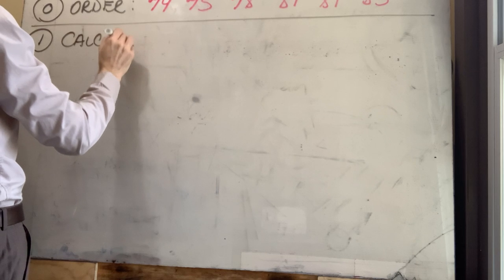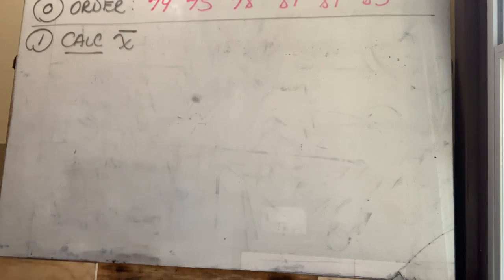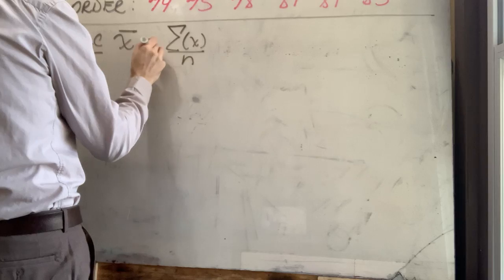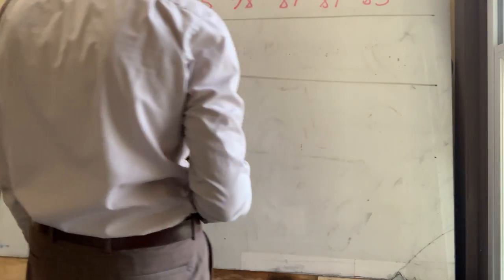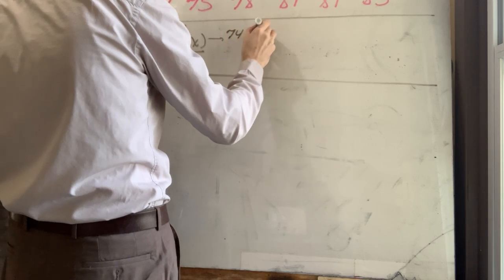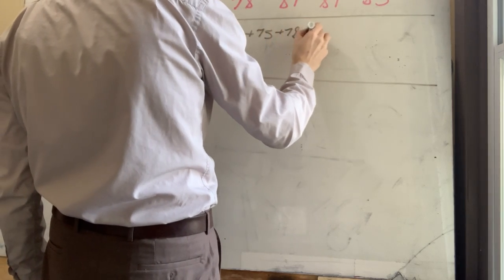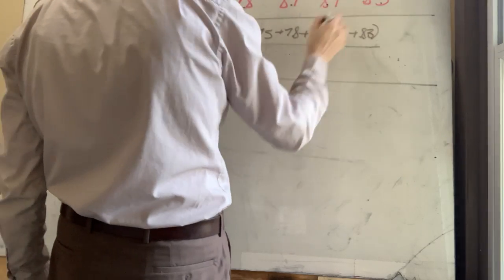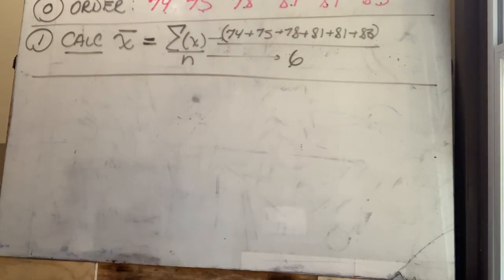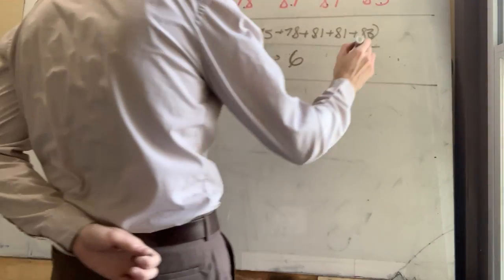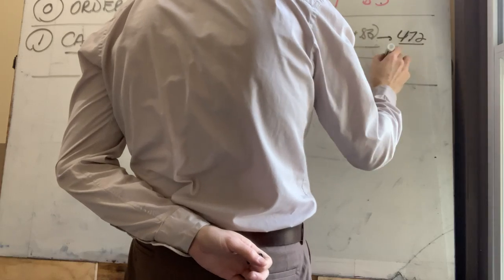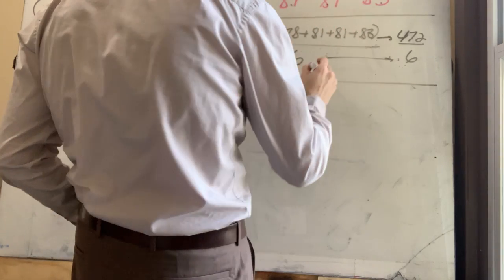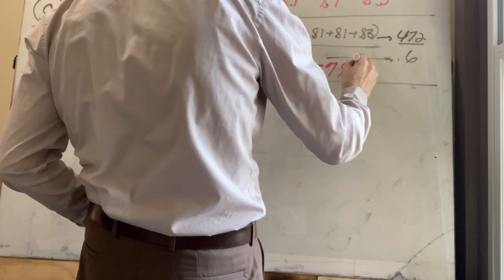Step one, calculate the mean. This is again the sum of all these x values divided by their cardinal number. So if you did it brute force, that means 74 plus 75 plus 78 plus 81 plus 81 plus 83, divided by 1, 2, 3, 4, 5, 6. What you would get is 472 over 6, which means that it's a repeater. It is actually 78.6 repeating.